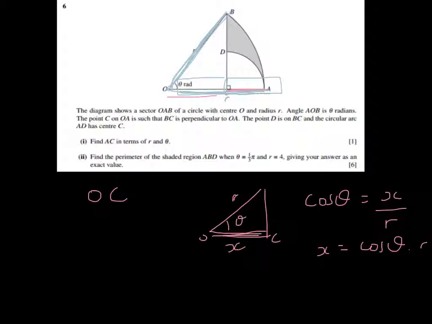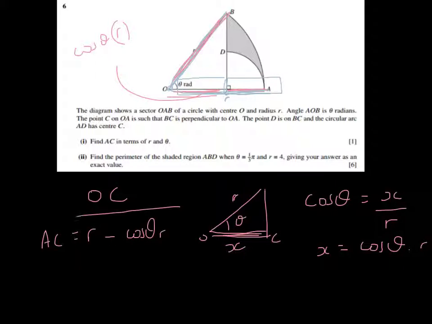So now we know what this part here is. That part there is the cosine of theta times r, and this whole length is the same as the other side, which is r. So therefore, the length AC, which is what we want, is r minus cosine theta r.